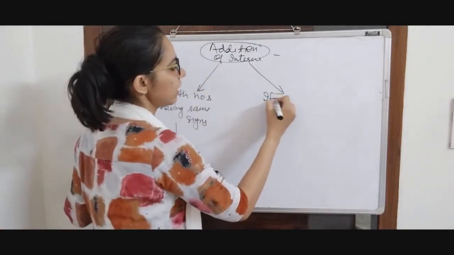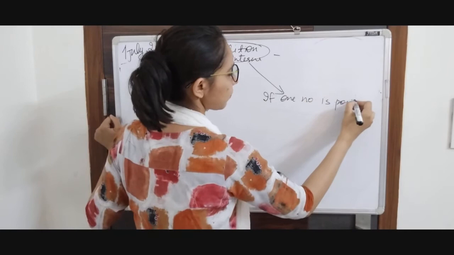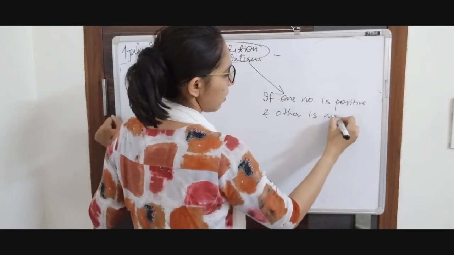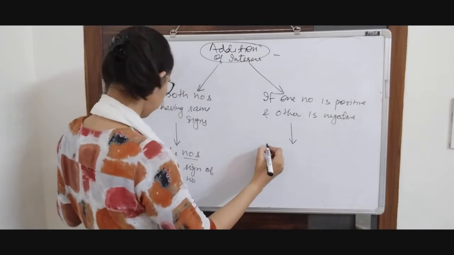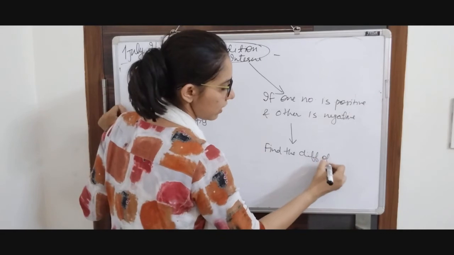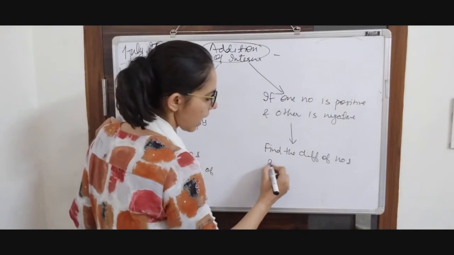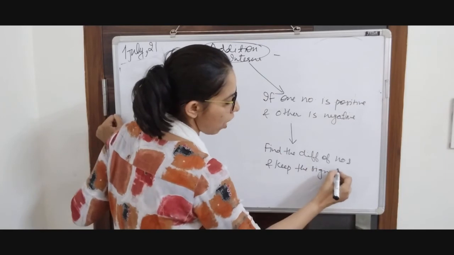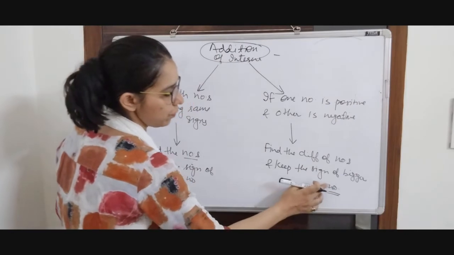Now the other case is if one number is positive and the other is negative. What will we do then, as we discussed? We will find the difference of the numbers, and then keep the sign of the bigger number. Keep the sign of the bigger number.